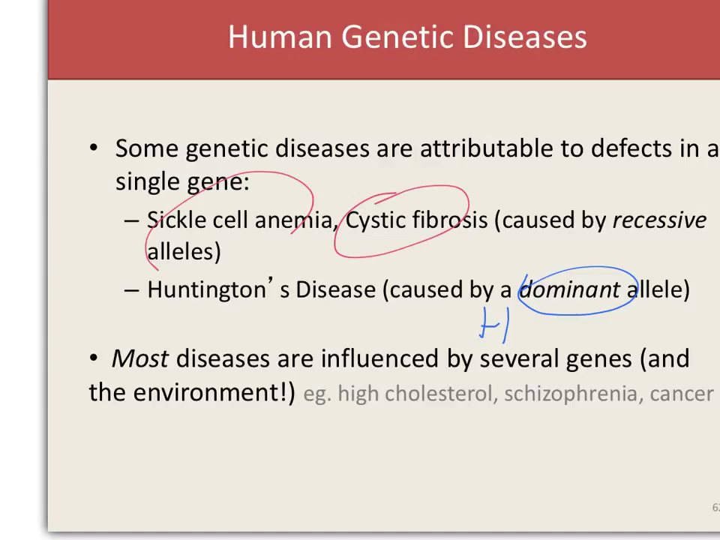Most diseases, and in fact most traits, are influenced by many genes or several genes. So, forget about diseases, just traits. Most traits are polygenic. There are many cases of diseases that are polygenic as well, like high cholesterol, schizophrenia, cancer, a number of different things.